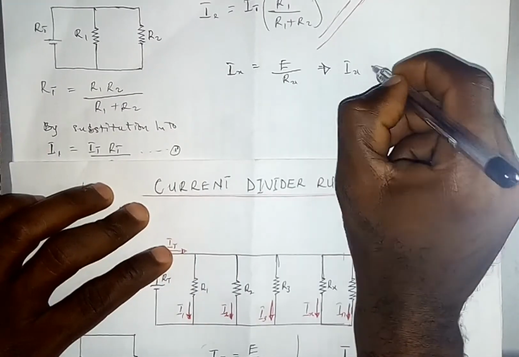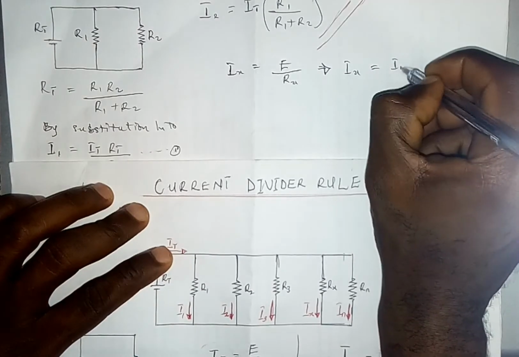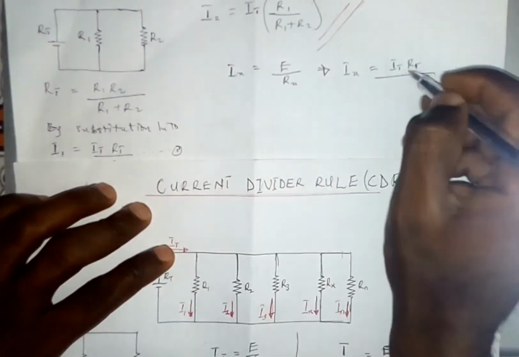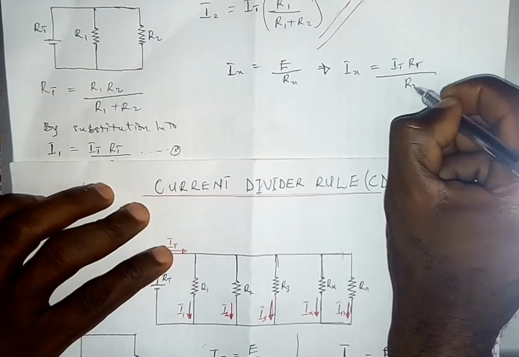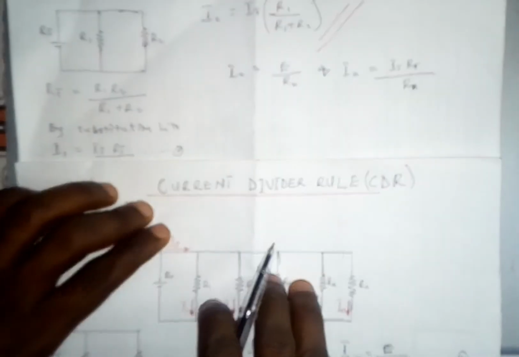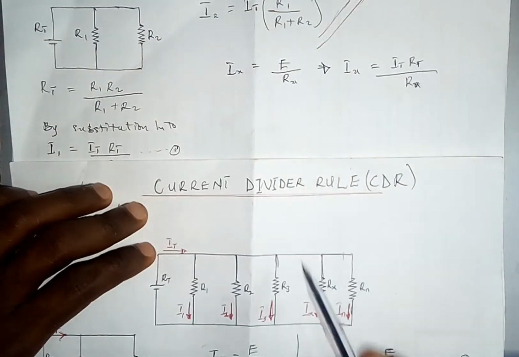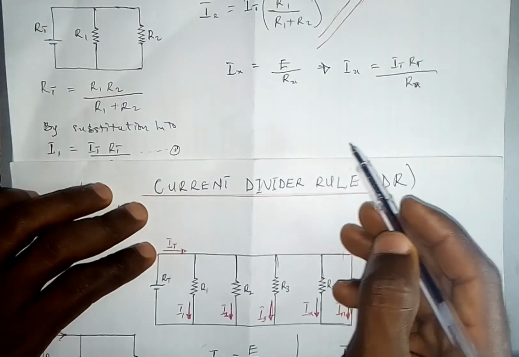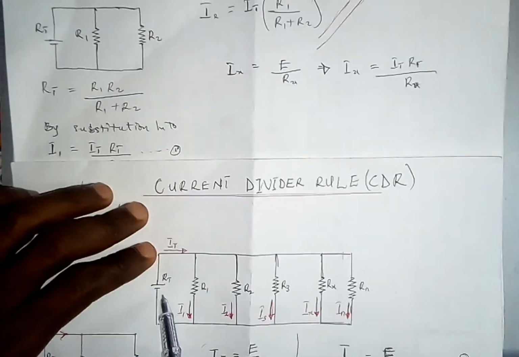And we replace our E with IT times RT, so we have Ix equal to IT RT over Rx. Now, let's make use of this one after the other. We already know that we are going to substitute the value of the total current.